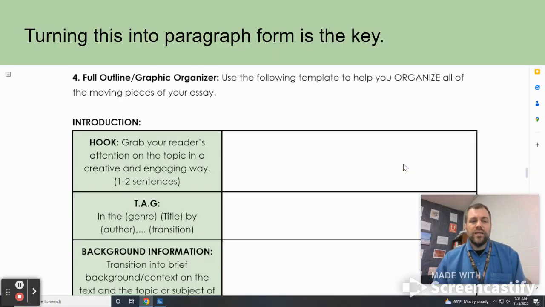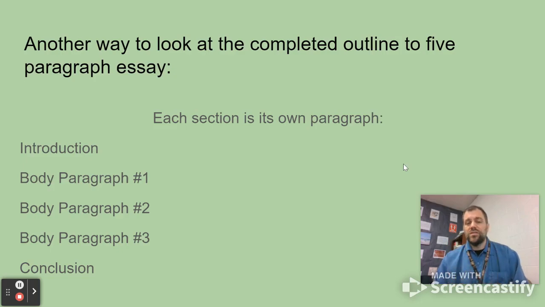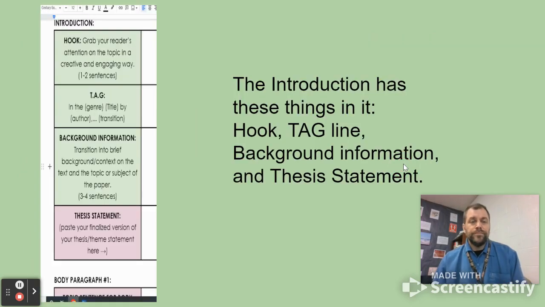Another way to look at it, like the close up, it has the full graphic organizer for your outline here. But another way to look at it is in this kind of outline. Each section that was in there, the introduction, you had 3 body paragraphs and a conclusion. Each section is going to be its own paragraph. Another way to look at it is like this, which doesn't have as much to it, but the other one, if you get it filled out, then it pretty much writes your essay for you.